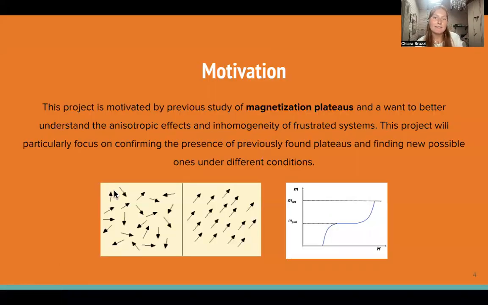This project is mainly motivated by previous studies of magnetization plateaus, and they want to better understand the anisotropic effects and inhomogeneity of frustrated systems. The magnetization plateau, you can see here from this bottom right figure, is when the magnetization does not change with increasing magnetic field strength.